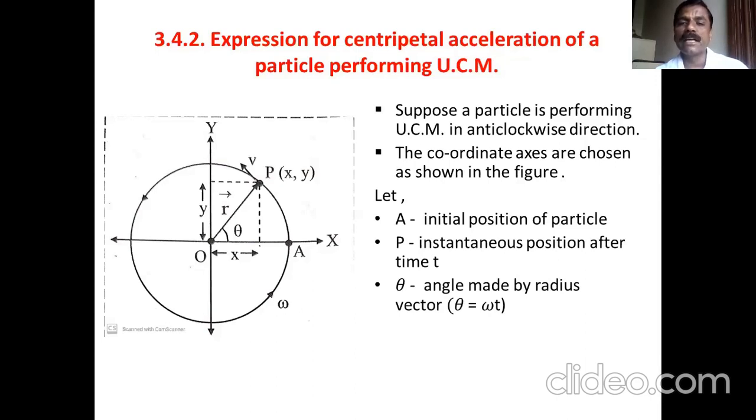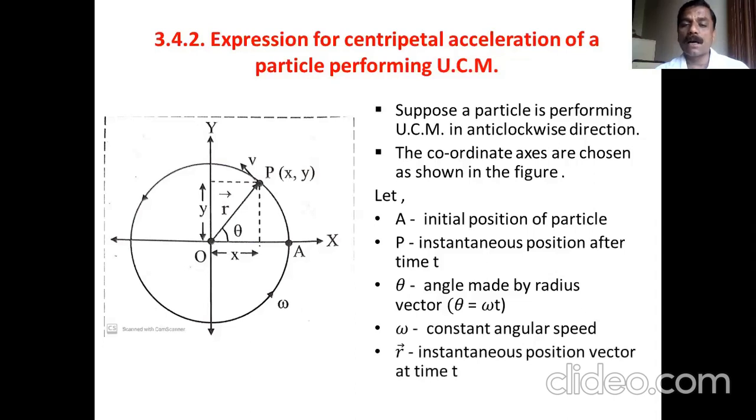As we know, theta, that is the angular displacement, is given by omega into t, because omega, that is angular velocity, is equal to angular displacement divided by time. So theta is given by omega into t, where omega is called the constant angular speed, because we know in case of uniform circular motion, the particle is moving with constant angular speed, and this r bar is nothing but the position vector.